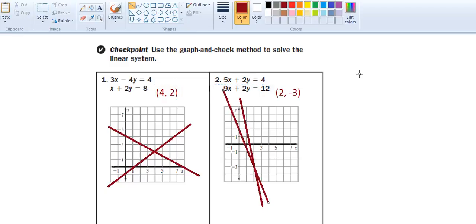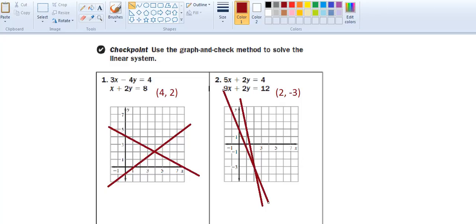And then here's the answer for number 2. The slopes are so close that it makes it a lot harder to see the point. But if you look at it, and this is what the testing is for, if you got around 2, -3, that is actually the solution. You'd want to test that to make sure that 2, -3 works back in both equations. And that's how you solve it and make sure that you get it right on a test.